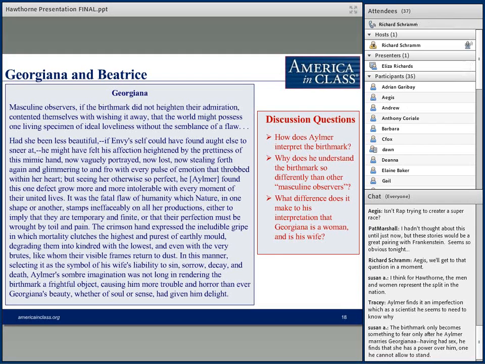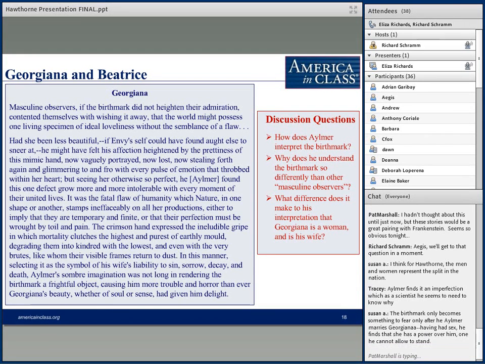In this manner, selecting it as a symbol of his wife's liability to sin, sorrow, decay, and death, Aylmer's somber imagination was not long in rendering the birthmark a frightful object, causing him more trouble and horror than ever Georgiana's beauty, whether of soul or sense, had given him delight.